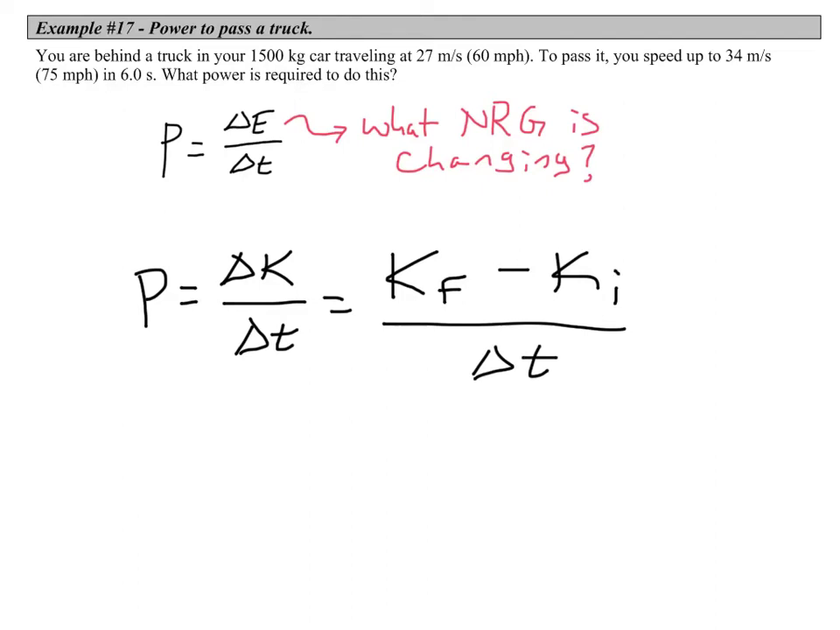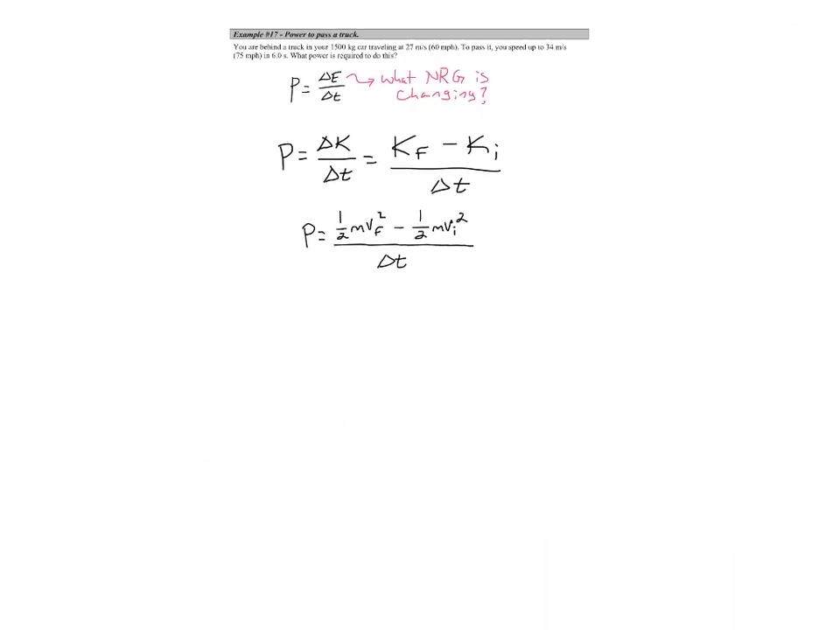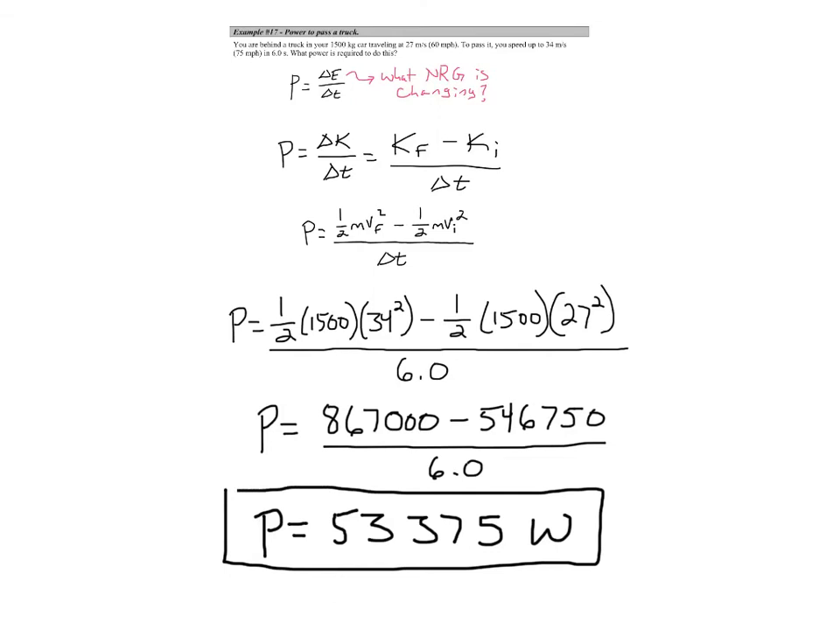So remembering that our expression for kinetic energy is 1/2 mv squared, we end up with this, where we have our final kinetic energy minus our initial kinetic energy over our time interval, and we can plug in our values, and here's what we end up with. We end up with 53,375 watts. Now, often in an answer like this, we're going to convert it to kilowatts just to make it easy, so we end up with about 53 kilowatts, which is about 71 horsepower.